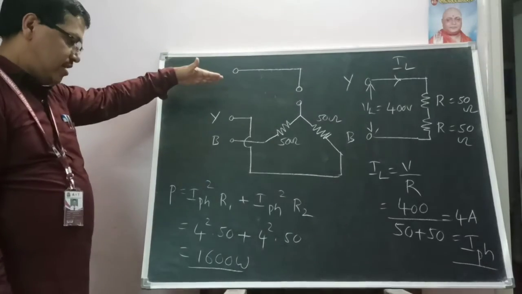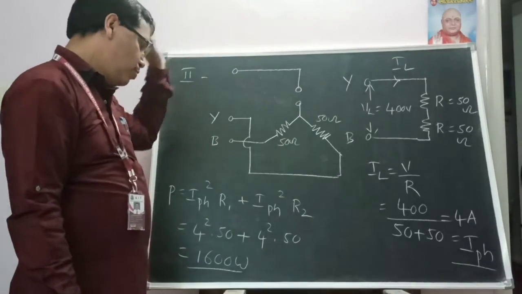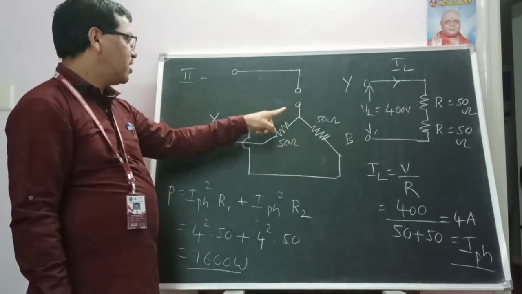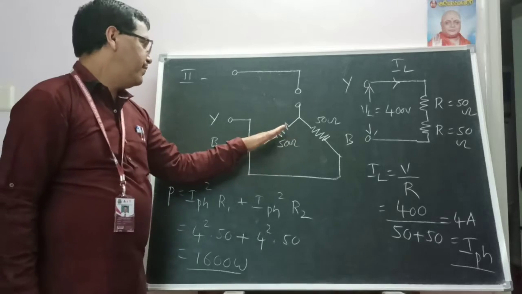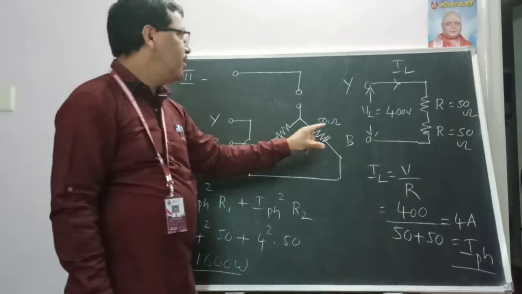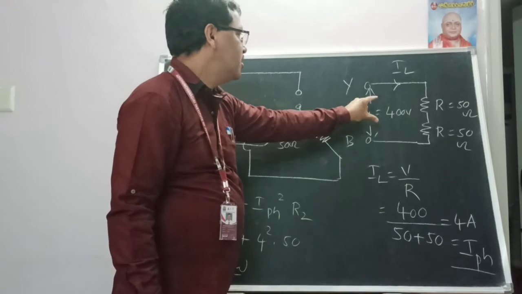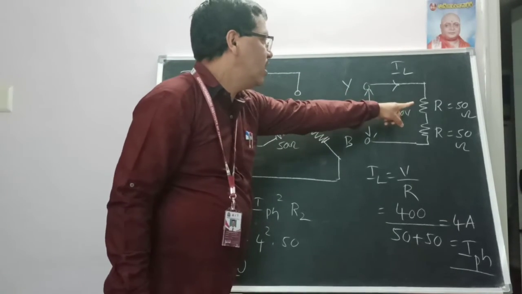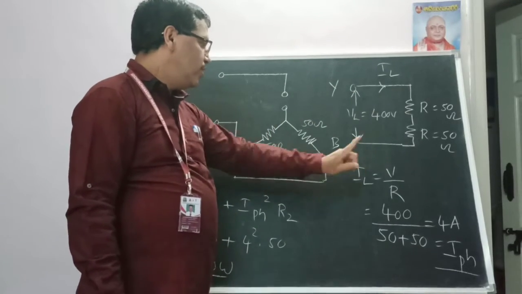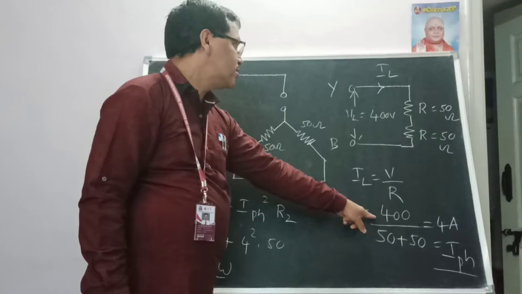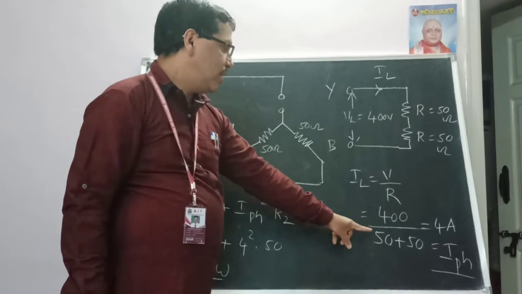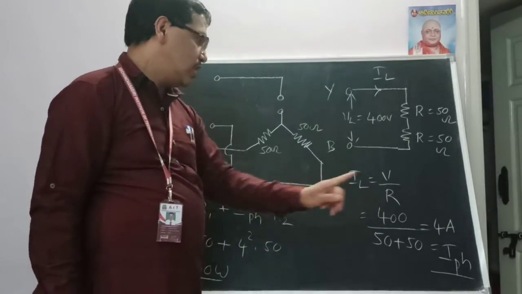In the second case, what would the above values be if one of the resistors were disconnected? Here one resistor is disconnected, so the remaining two are as they are, 50 ohms and 50 ohms. The R phase is not there, so only the Y phase and B phase. Between Y and B the line voltage is 400 volts, with IL flowing like a series circuit. So IL is equal to V by R. V is 400 volts, and R is both in series, 50 plus 50. So 400 divided by 100, and the answer is 4 amps, also called I phase.